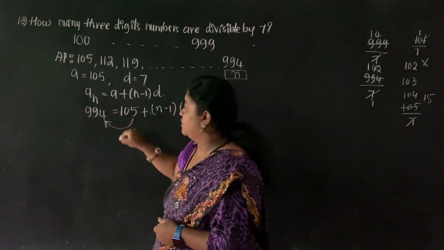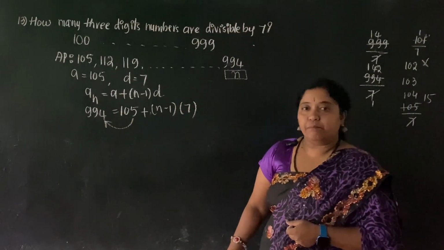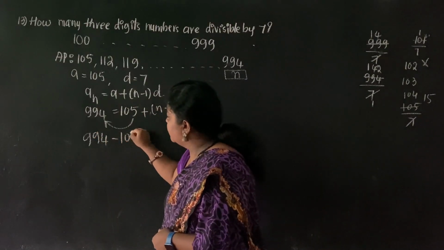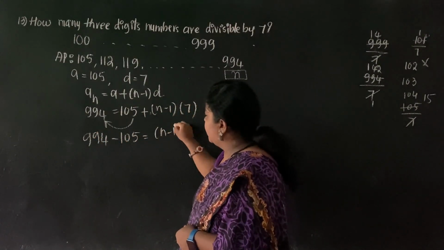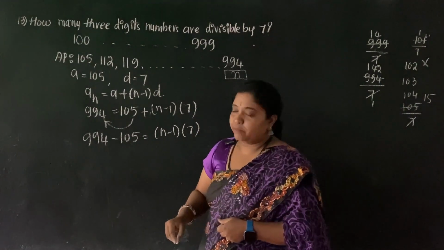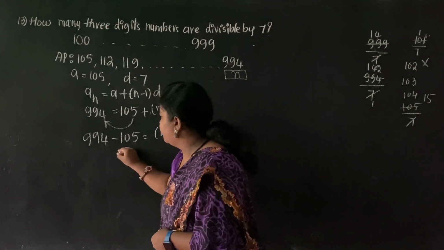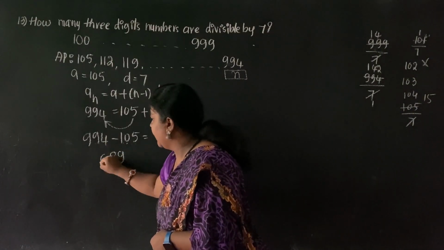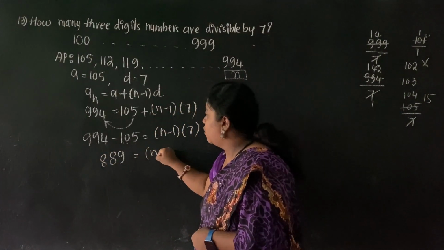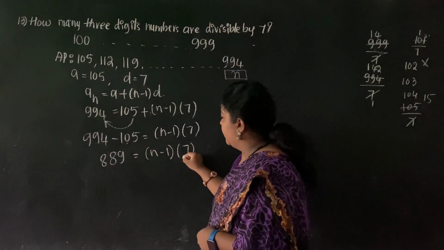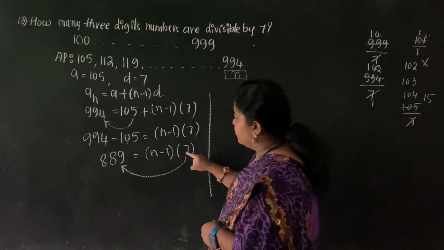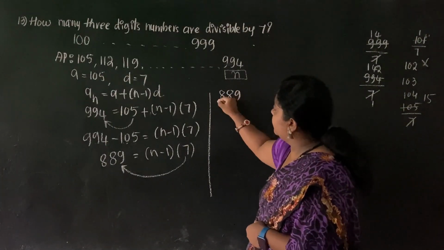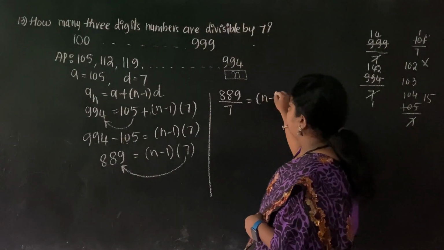Bring 105 to this side. Plus 105 turns to be minus 105. So I'll be having 994 minus 105 is equal to n minus 1 into 7. Okay, let me subtract. 14 minus 5 is 9, carry 1. 9 minus 1, 8. 9 minus 1, 8. 889 is equal to n minus 1 into 7. Let me bring 7 to the other side here. Multiplication turns to be division. So 889 divided by 7 is equal to n minus 1.